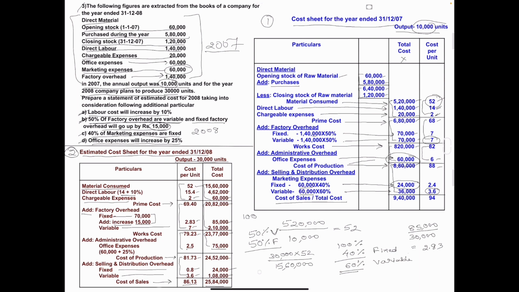Simple. To prepare the estimated cost sheet, what we have to do? We have to refer the previous year cost sheet. In that, cost per unit column, we have to write the amount and multiply with the output to get the total cost amount. For fixed overhead, we have to refer the total cost column, and for variable overhead, we have to refer the cost per unit.